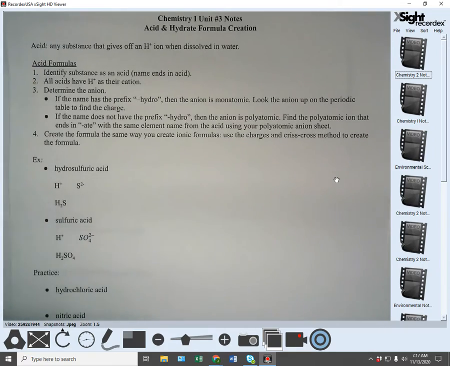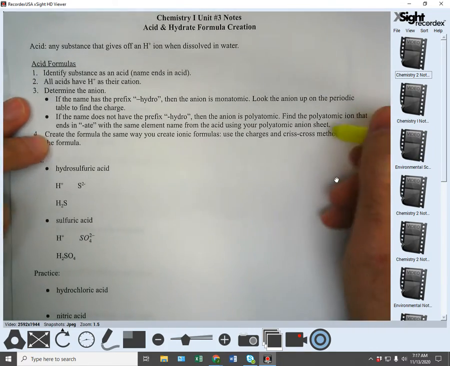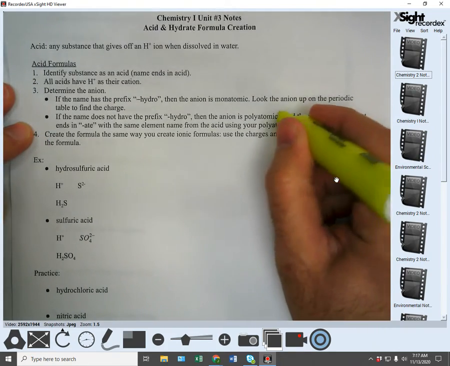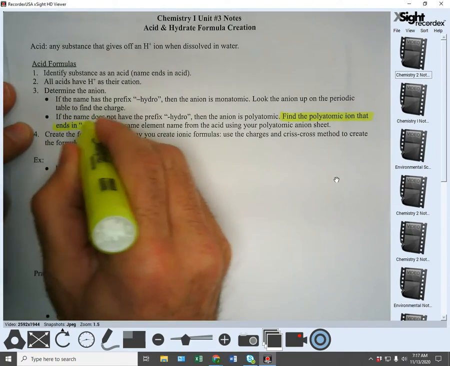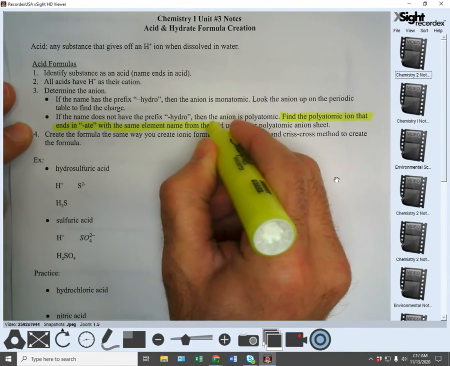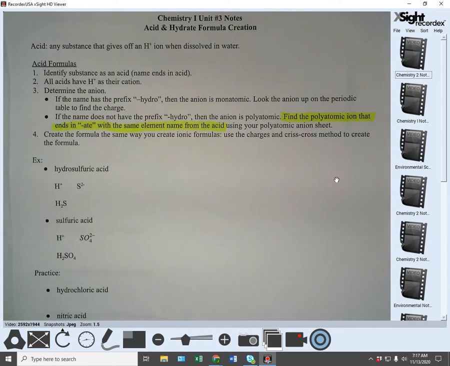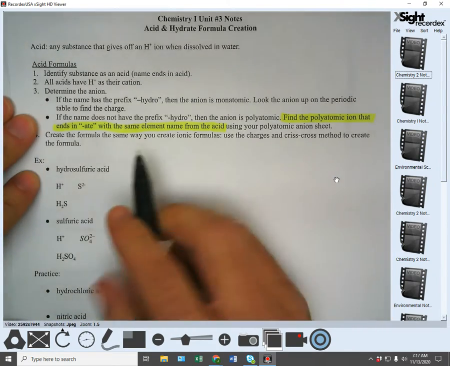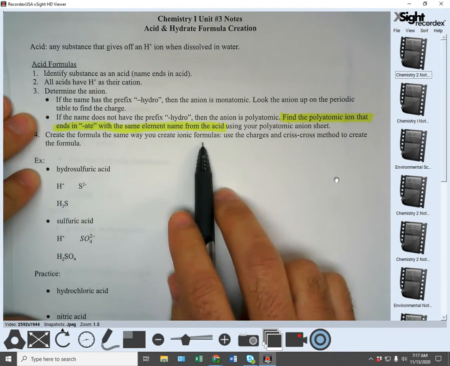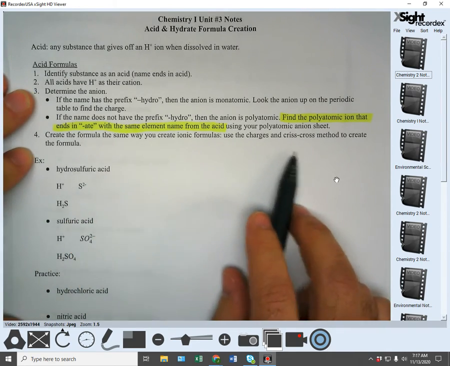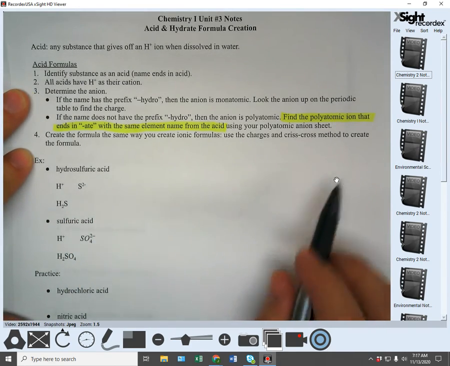This is important because there's more than one. Find the polyatomic ion that ends in ate with the same element name from the acid using your polyatomic anion sheet. And as I just said, create the formula the same way you create the ionic formulas. Use the charges and crisscross method to create them.